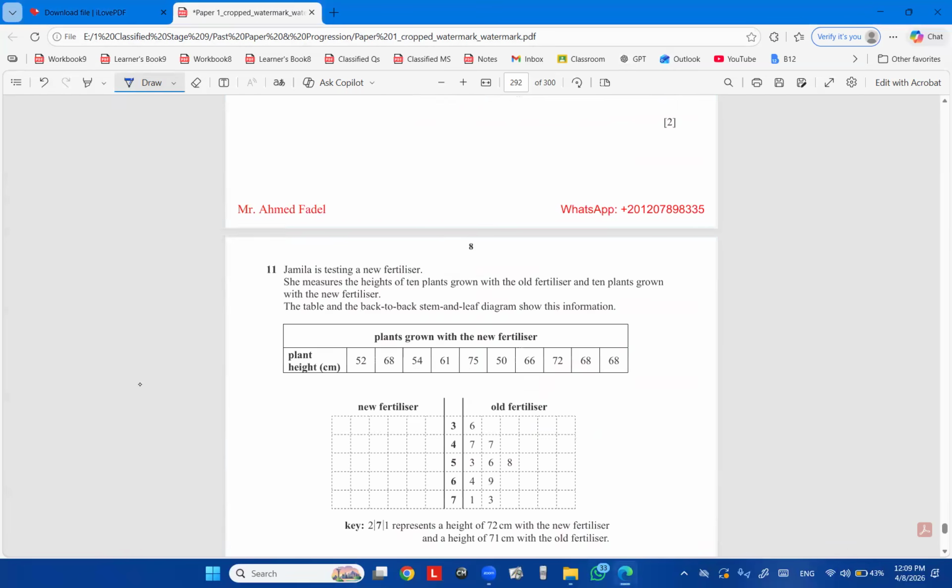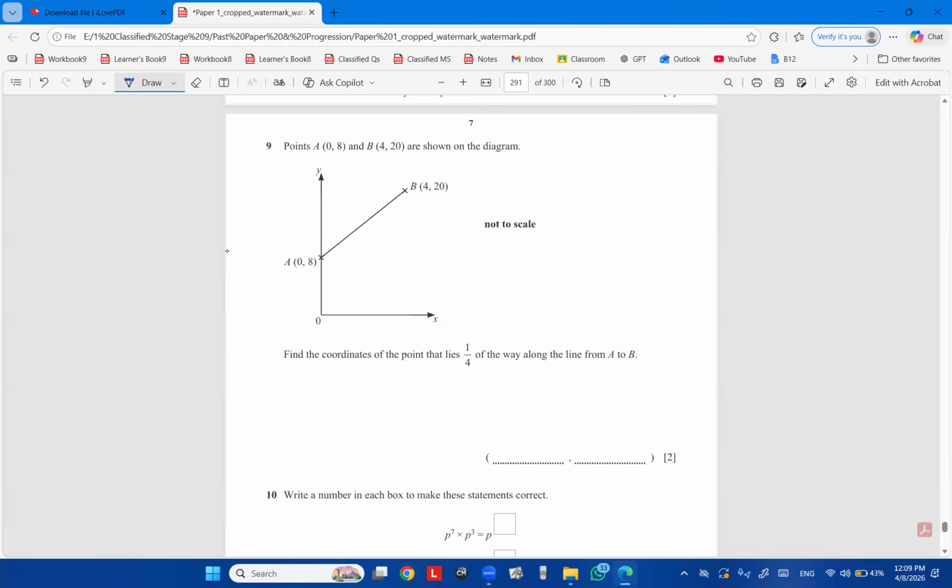Let's go. Next question says points A (0, 8) and B (4, 20) are shown on the diagram. They want you to find the coordinates of the point that lies 1/4 of the way along. So I need 1/4 of x. Here we got x1 and y1, here we got x2 and y2. I want the difference between the two x's. So what is the change that happened from x1 to x2? It's from 0 until 4, so it's 4 actually. So I want 1/4.